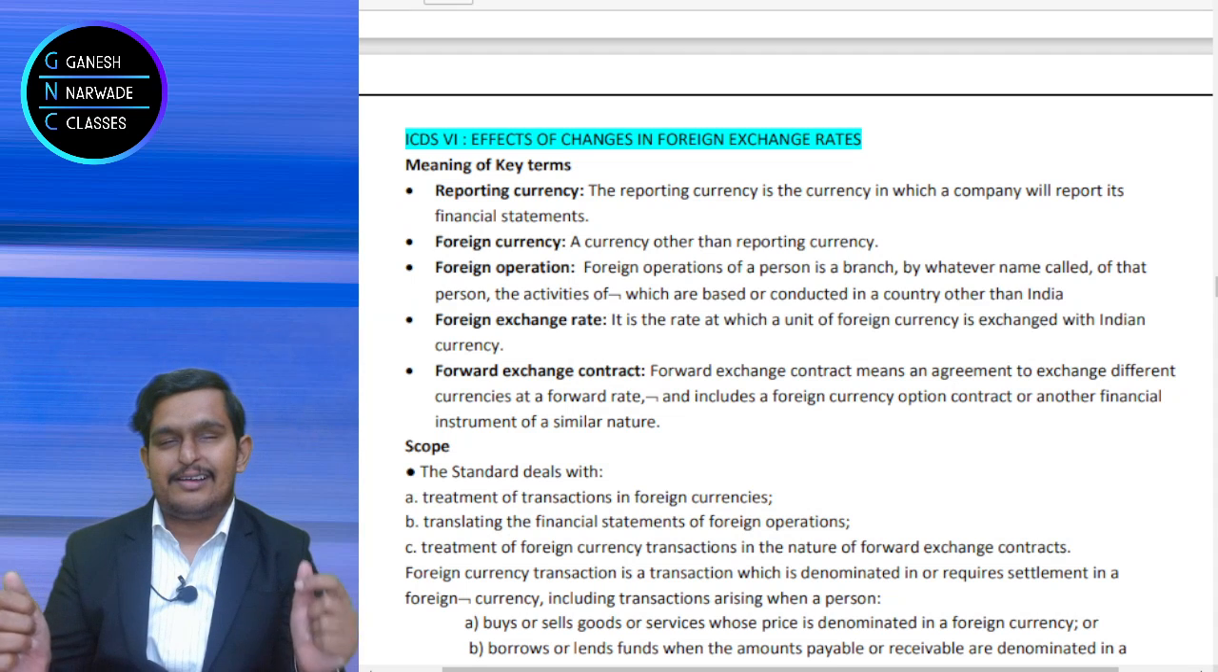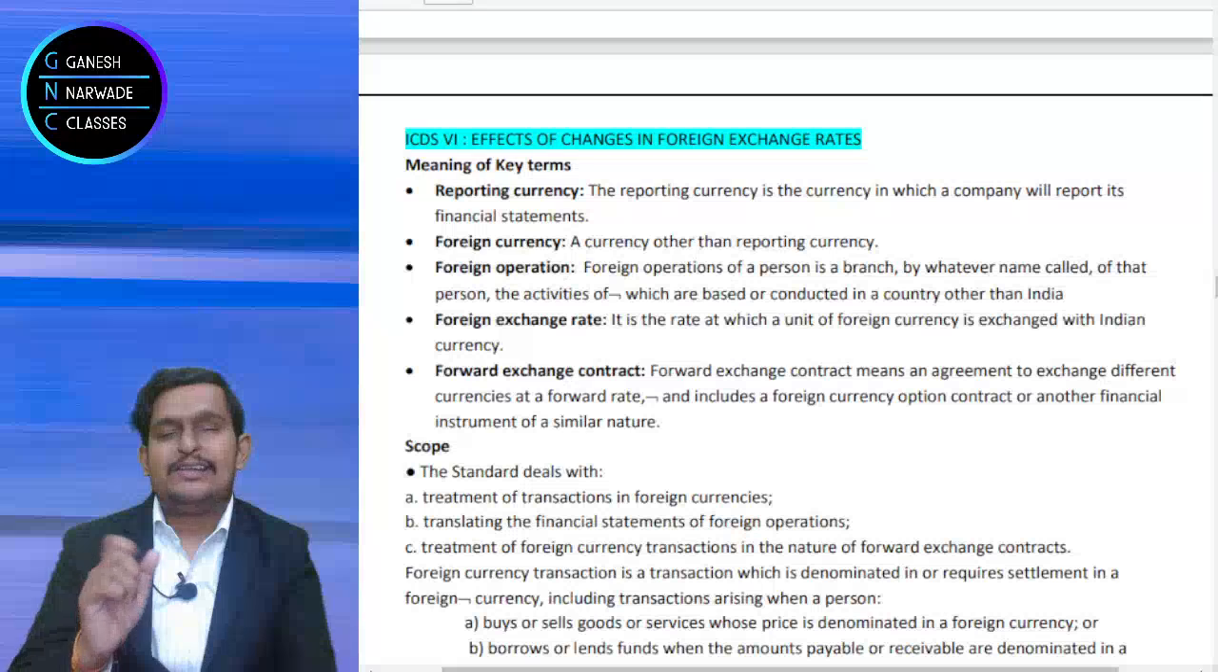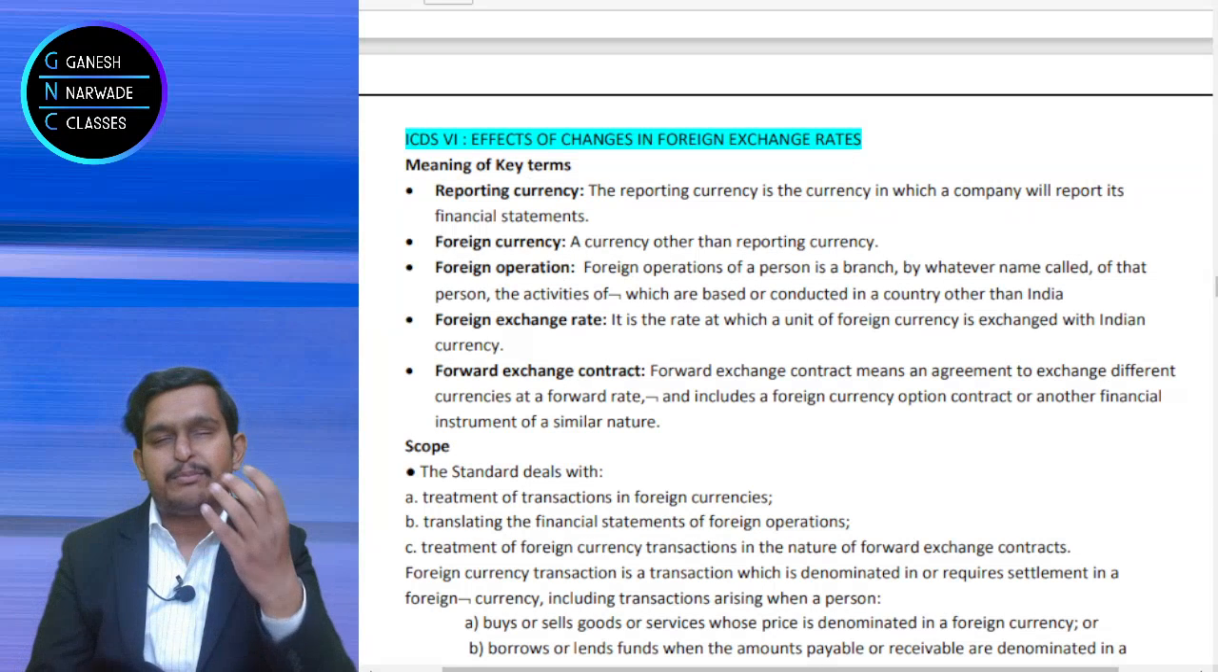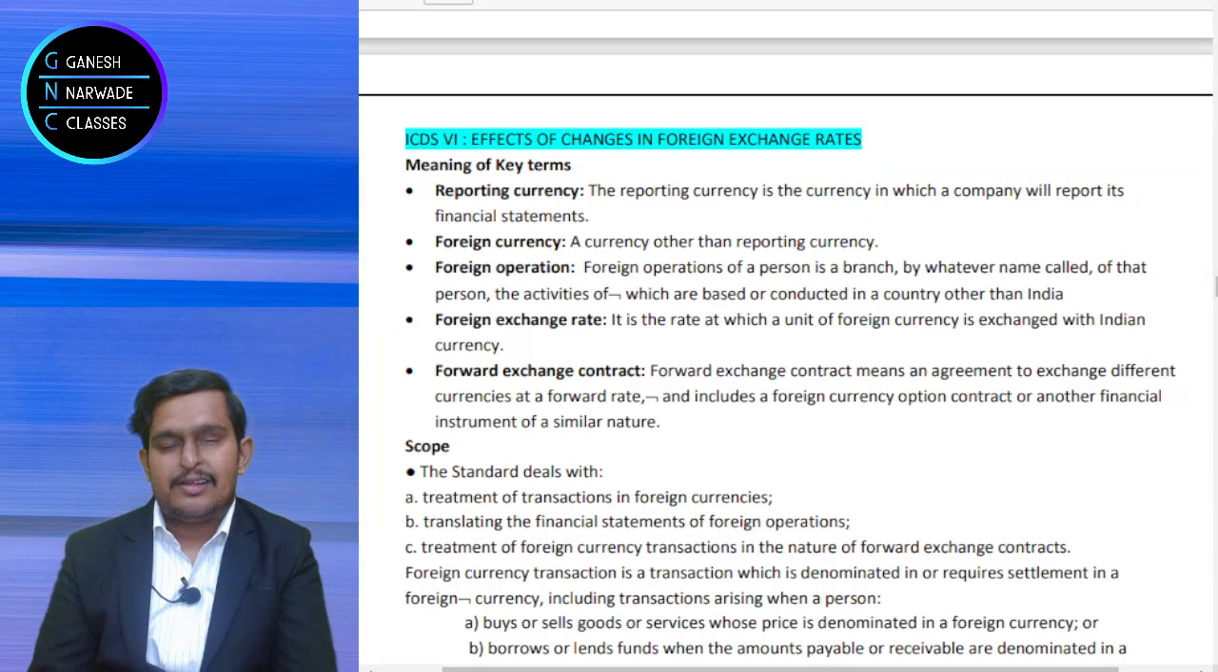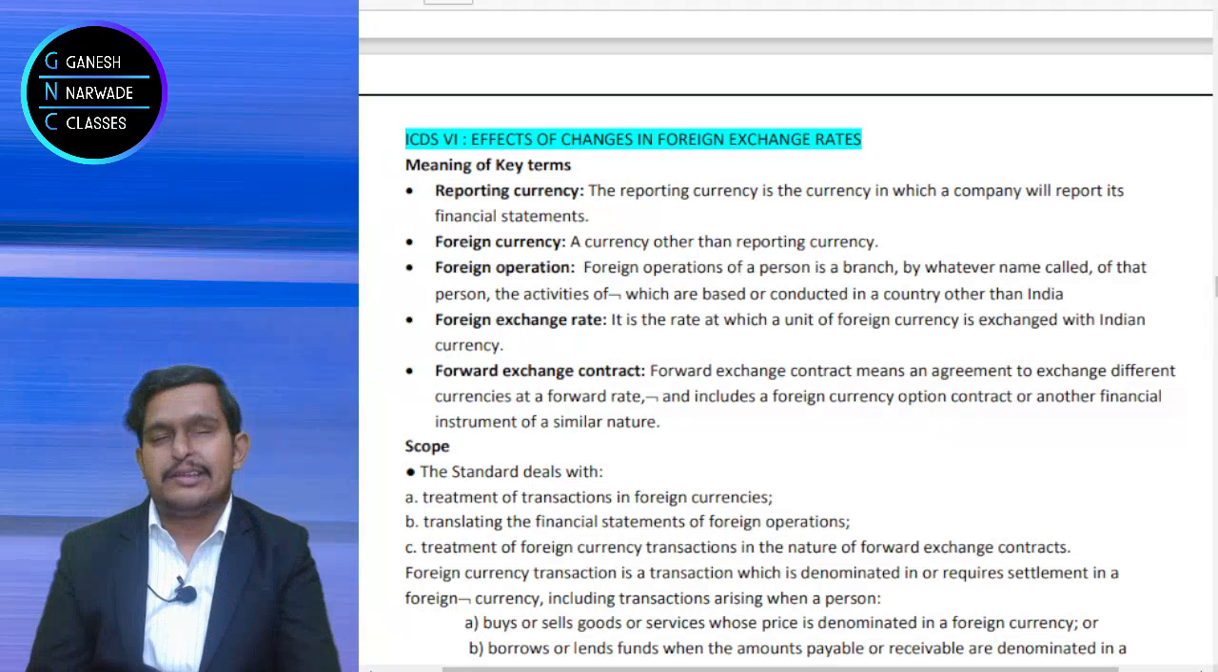Let's concentrate. First thing, what is reporting currency? I'll explain first some key terms which are not there in your books. But once I explain the key terms, the whole story becomes easy for you. Okay, so are you ready? Chalo. First thing is the reporting currency.